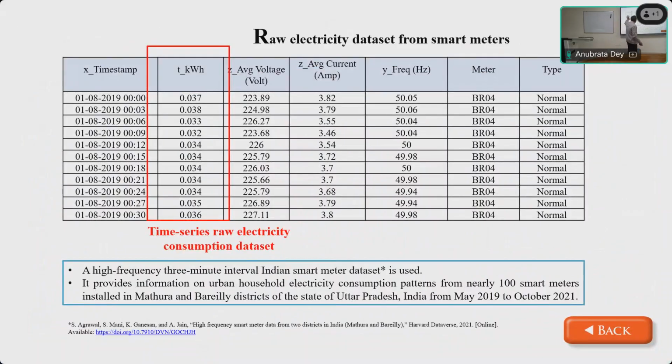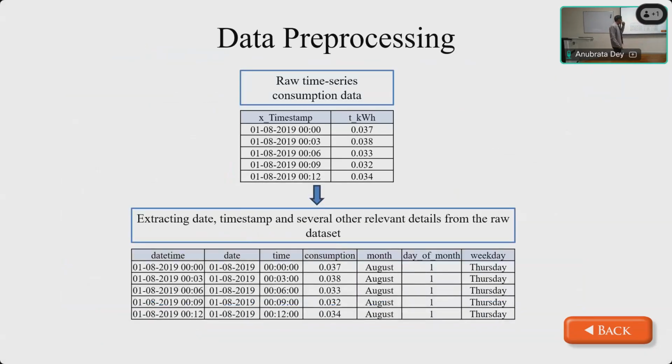So we have some raw data, which we can take from some meters. These are the timestamp, kilowatt hour, voltage, current, frequency, and the type of meter that we have mentioned, and we have considered the time series raw electricity consumption data. We have gathered this from Mathura and Bareilly region from May 19 to October 21.